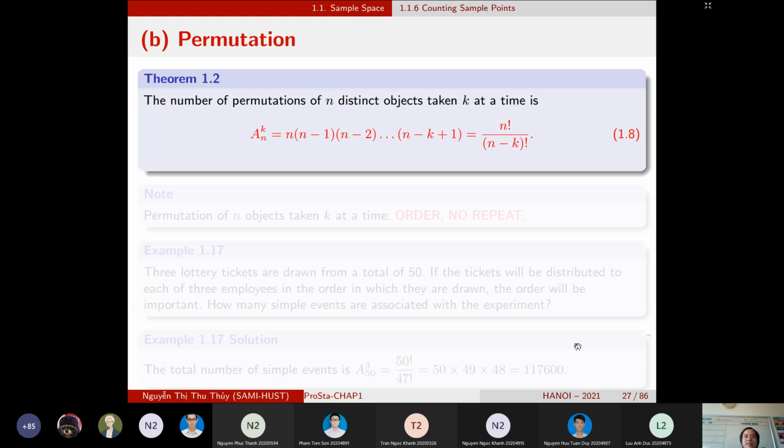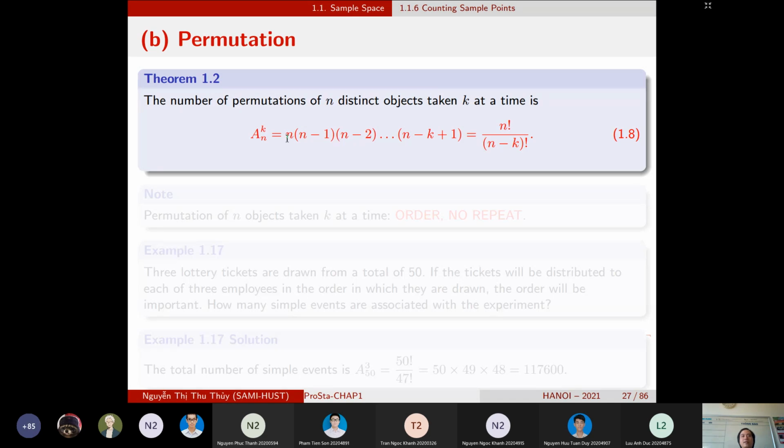And now we consider the notion of permutation. What is a permutation? A permutation of n distinct objects taken k at a time means we choose k objects from n objects and put them in order. How many ways are there to choose that? We call it the k-permutation of n, and we denote it by P with k and n in the subscript. And how many ways?